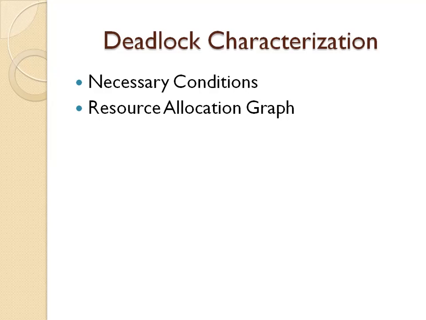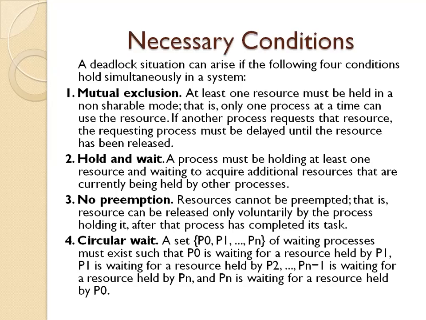In that, we have two main points: necessary conditions, and second one is resource allocation graph. First, we'll see the necessary conditions. A deadlock situation can arise if the following four conditions hold simultaneously in a system. First one is mutual exclusion, hold and wait, no preemption, and circular wait.